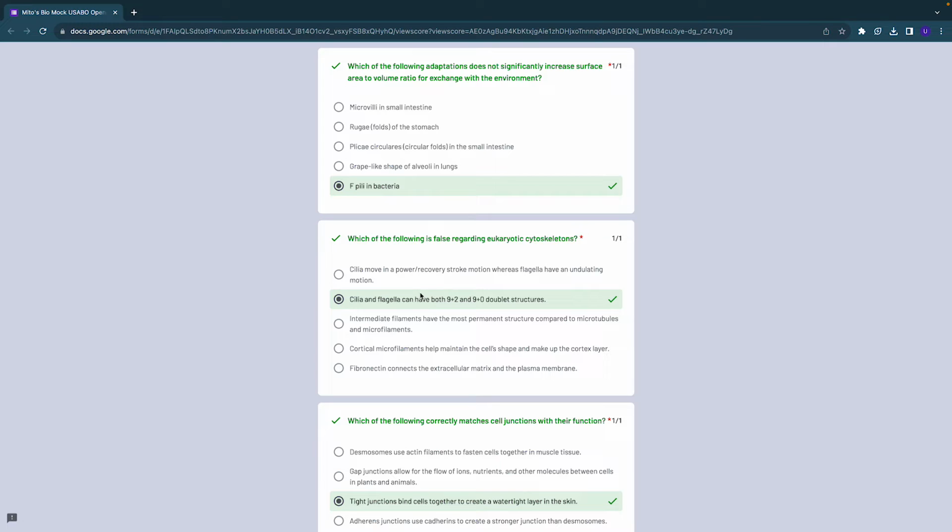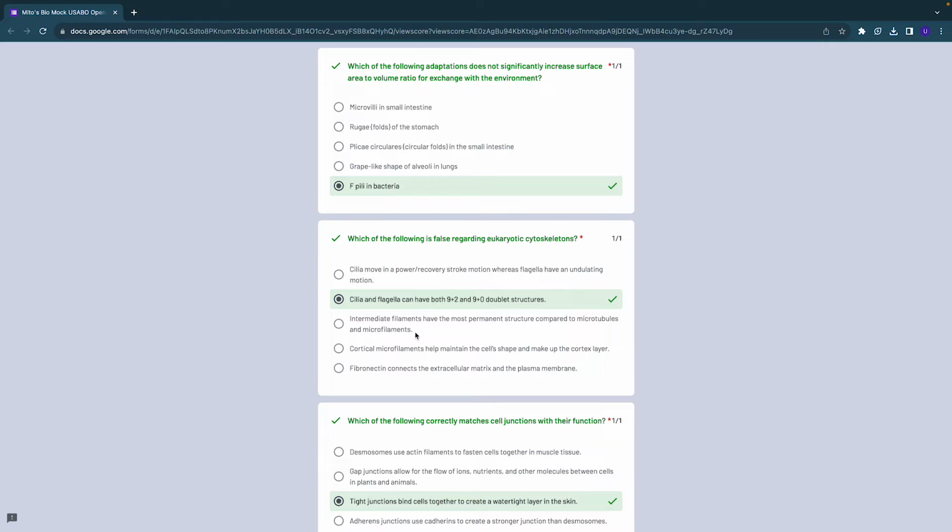Because a non-motile cilia, like the primary cilia, has a 9 plus 0 doublet structure, whereas flagella are only 9 plus 2 doublet structures. So, yeah. And then intermediate filaments do have the most permanent structure. Keratin is very, very strong.